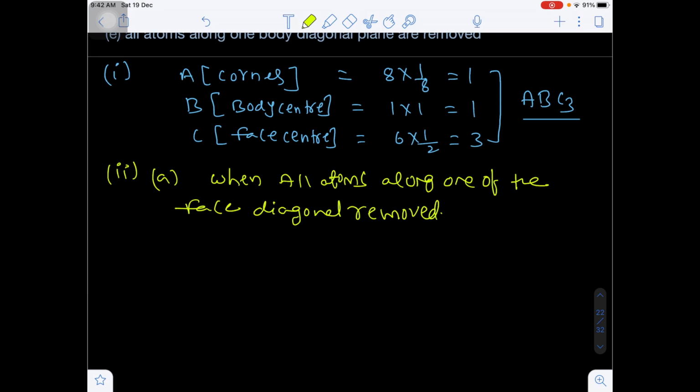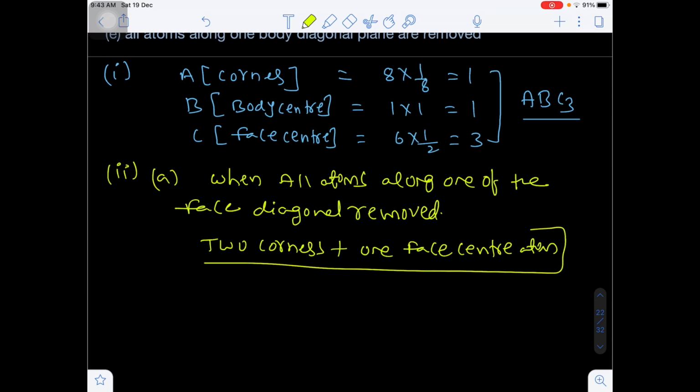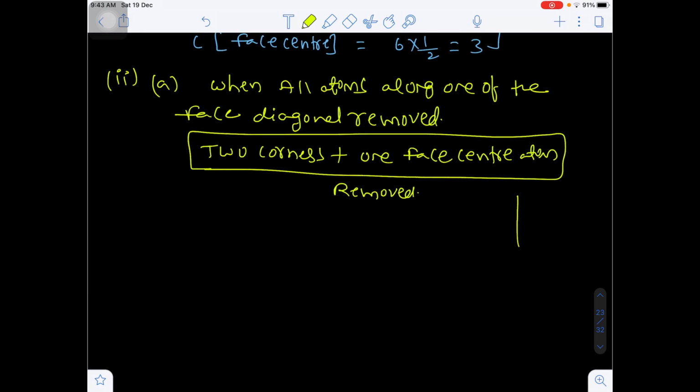In the face diagonal, two corners. Apart from that, one face centered atom. Okay. So these two corners and one face centered atom are completely removed when one face diagonal is removed. Do you know what a face diagonal is here? In a face diagonal, any two opposite corners of the same face, that is called a face diagonal.